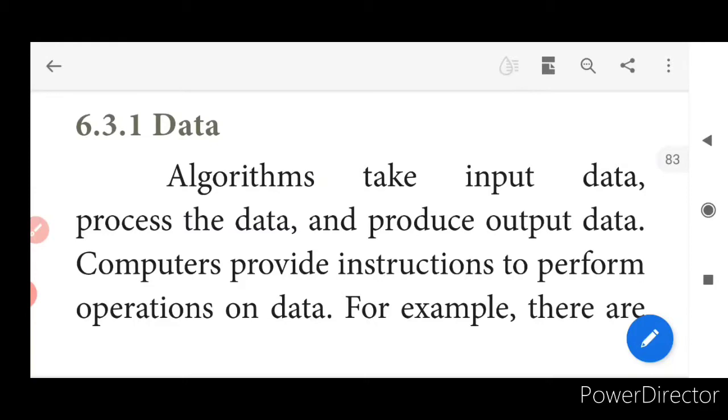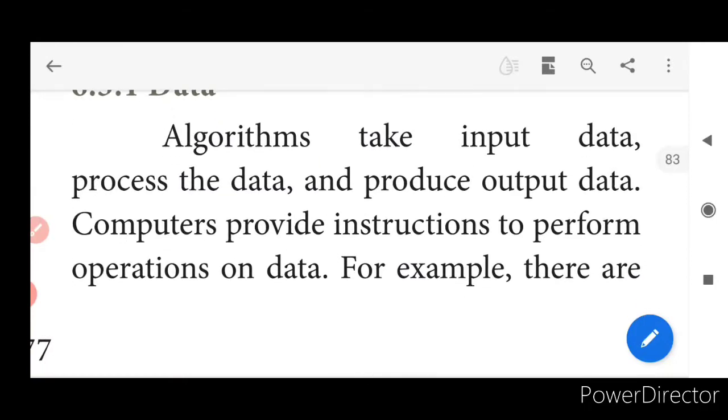See, generally your algorithms take the input as data. Your data is nothing but unprocessed information, isn't it? It is not going to have any complete information. It is just going to have some contents which are not very clear. So what does it do? It takes all the data as an input, processes the data, and finally produces the output. Fine. So what does your computer do? It provides instructions to perform operations on data.